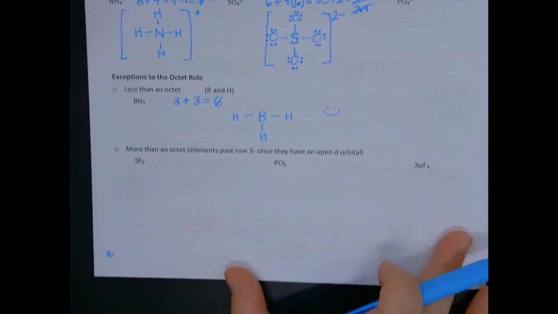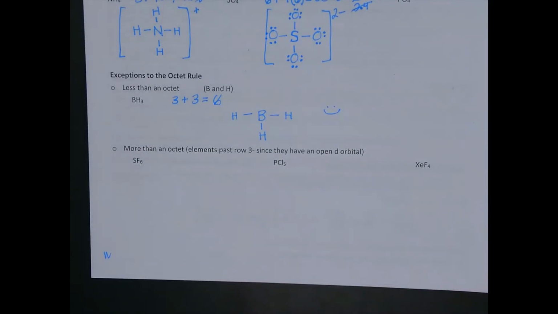But the process for drawing these isn't that crazy, okay? It's still pretty straightforward. So we're still going to add up our total number of electrons.